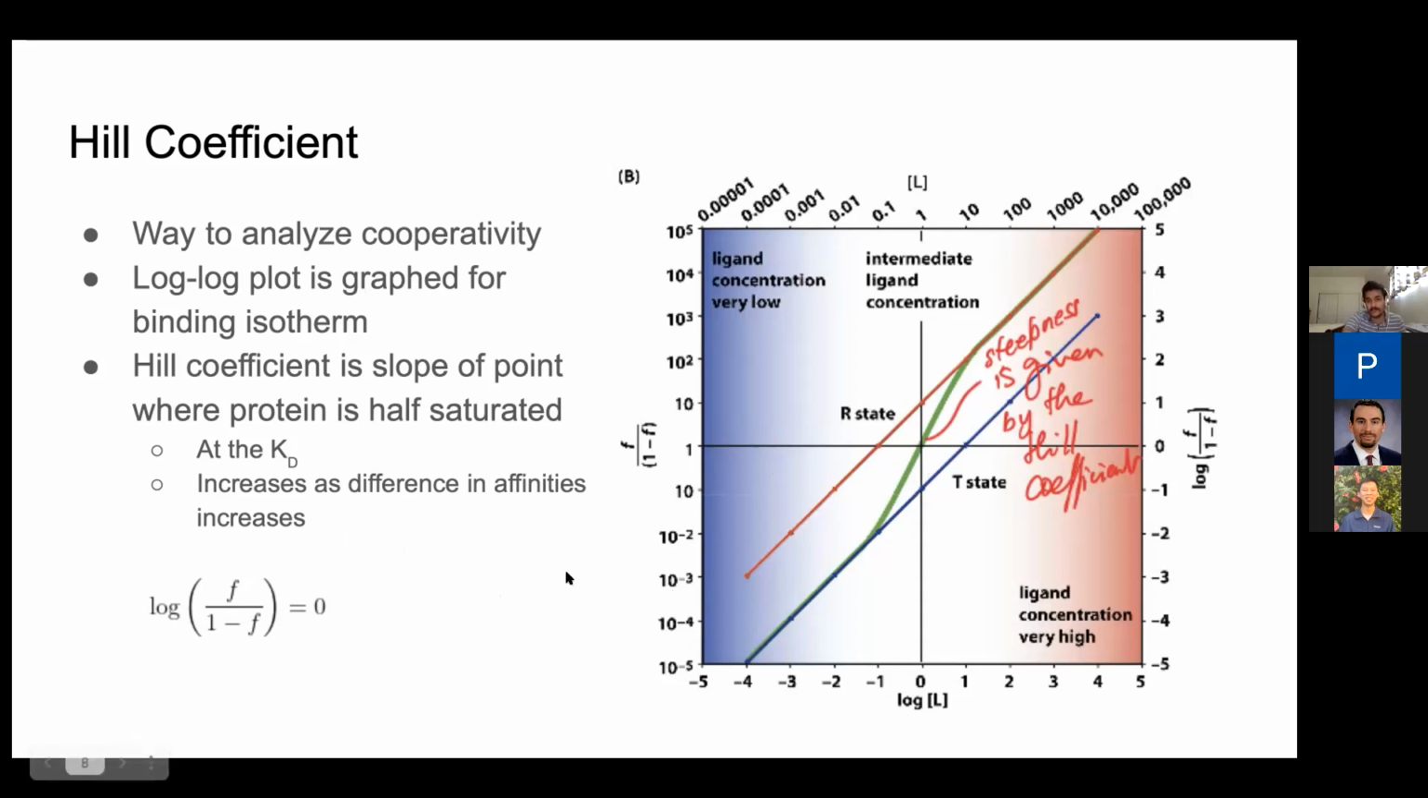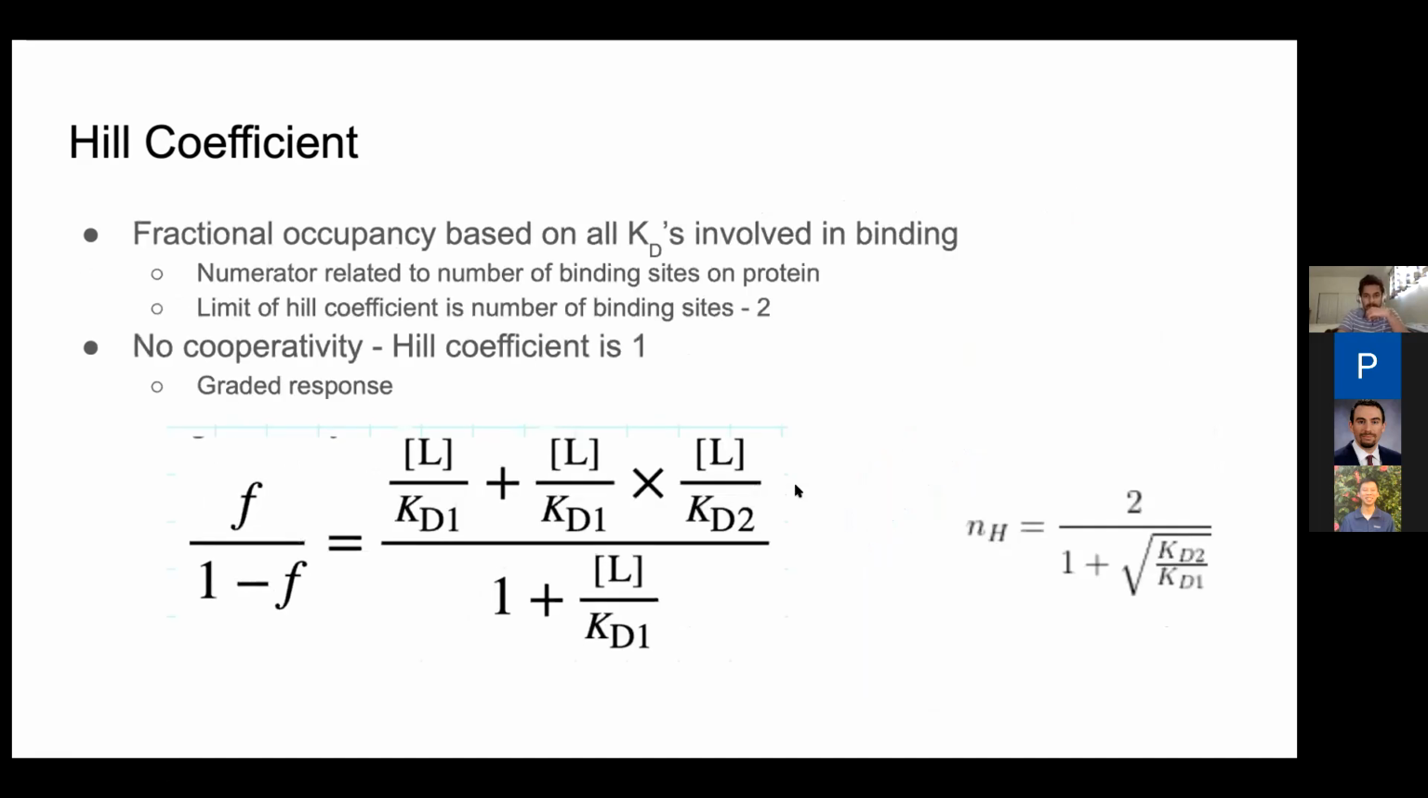Your Hill coefficient will increase as the differences between your affinities increase. So we have our R state curve and our T state curve here. Where it crosses the x-axis is your KD value. You can see the T state has the higher KD, the R state has the lower KD. That's expected, since the R state has a higher affinity. So the bigger the difference between these, the greater the slope will be, and the greater the Hill coefficient will be. Our equation for calculating that coefficient is given here: 2 divided by 1 plus the square root of KD2 divided by KD1.